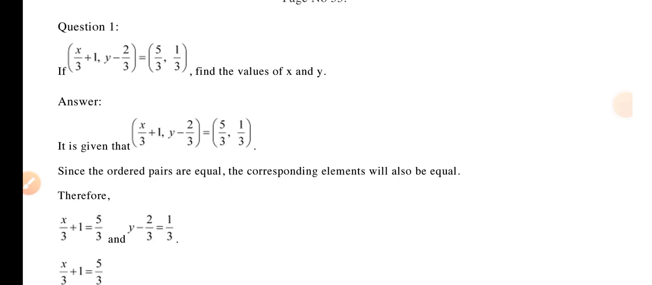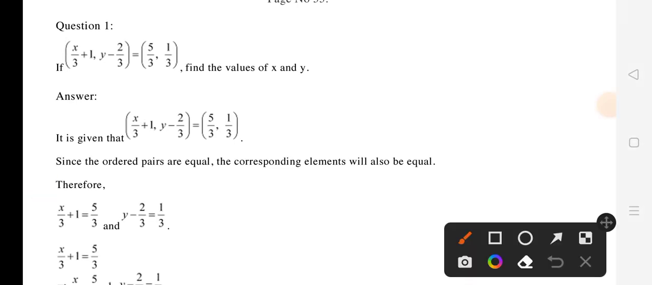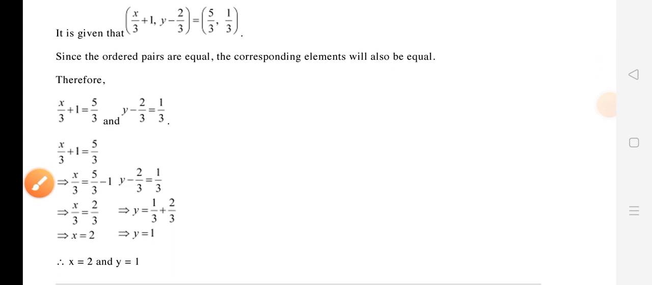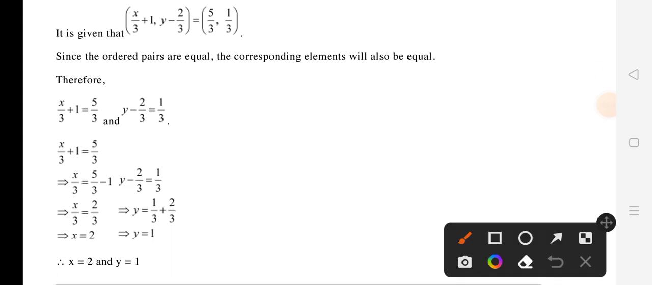Let me discuss the first question, you can look at the screen. If (x/3 + 1, y - 2/3) = (5/3, 1/3), then you have to find the values of x and y. Simply, these are equal ordered pairs. Since the ordered pairs are equal, the corresponding elements will also be equal. So x/3 + 1 equals 5/3, and y - 2/3 equals 1/3.